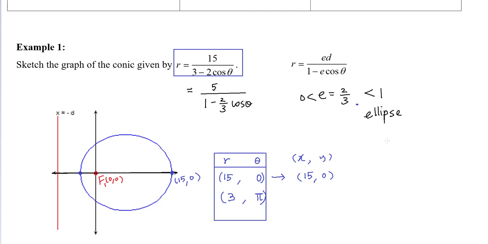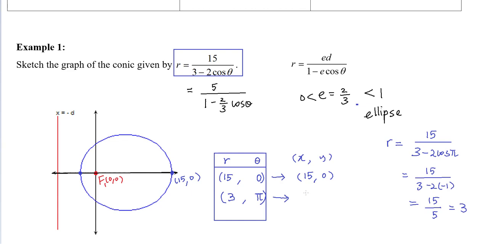So you're going to look at that. When theta equals pi, R equals 15 divided by 3 minus 2 cosine pi. And cosine pi is negative 1. So what you're getting is 3 minus 2 times negative 1, which is 15 divided by 3 plus 2, 5. And that's R equals 3. And now that's the R, theta point.